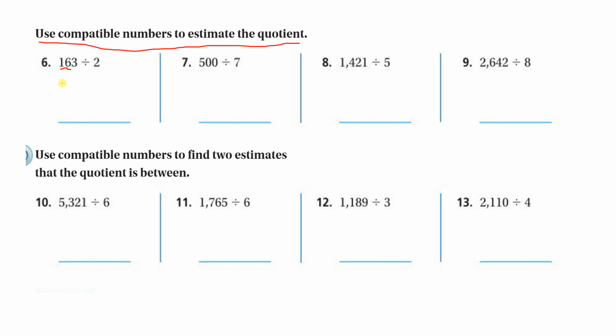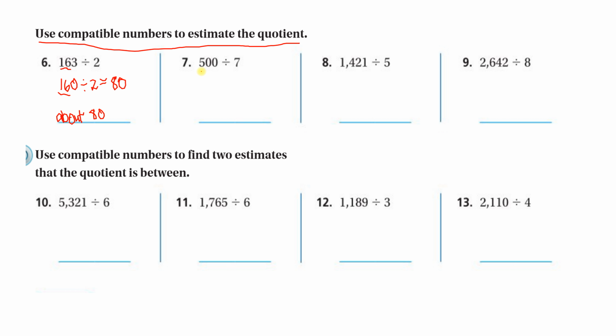So for my compatible number, I'm just going to make this 160 because I know I can do it just like yesterday's lesson and divide the 2 into 16, which is 8, and I can check that 8 times 2 is indeed 16, and then just add my 0. So my estimate would be about 80. And again, I apologize for my handwriting.